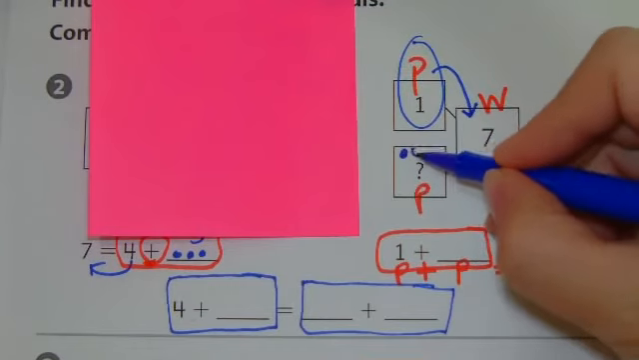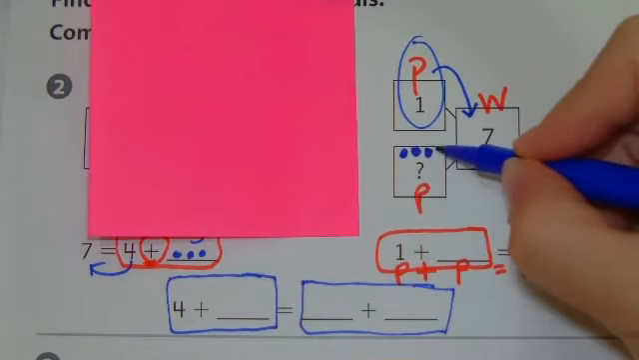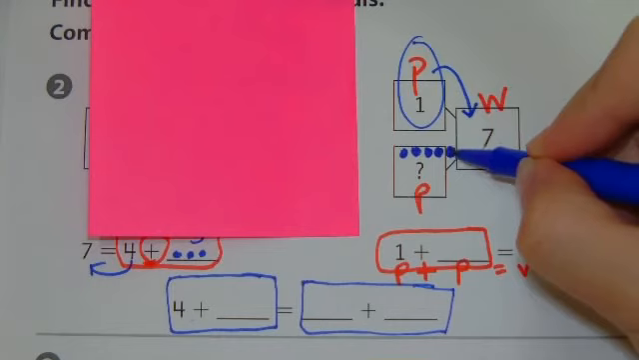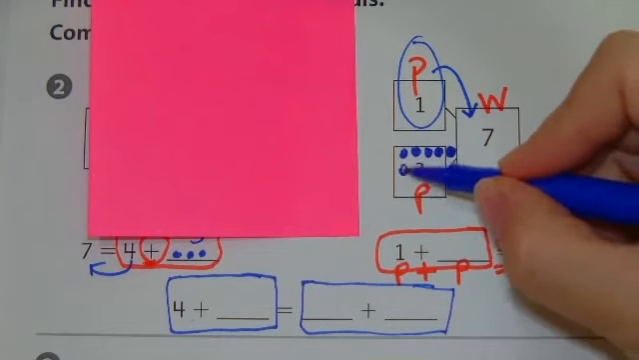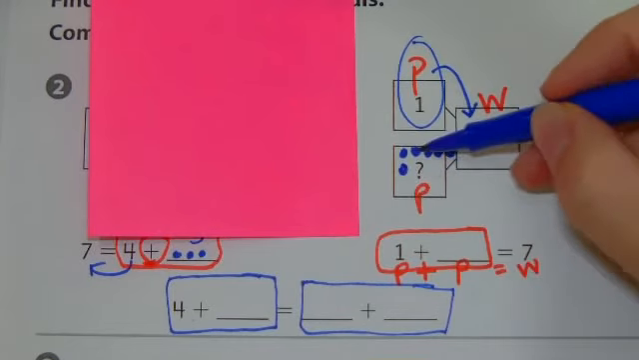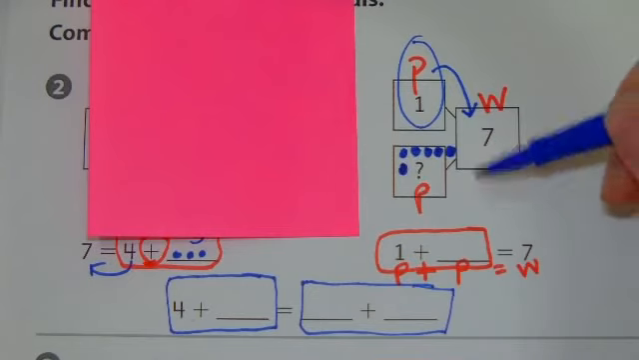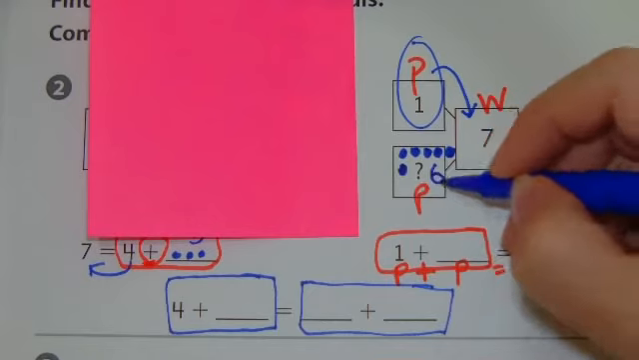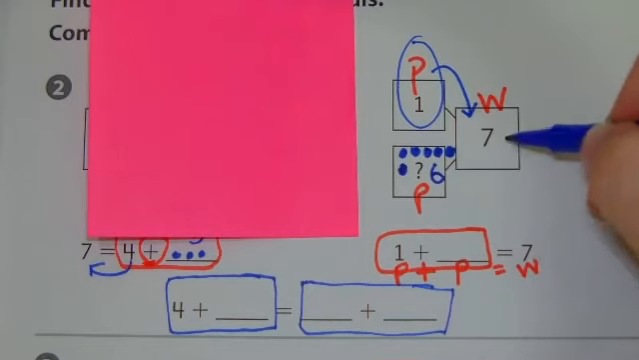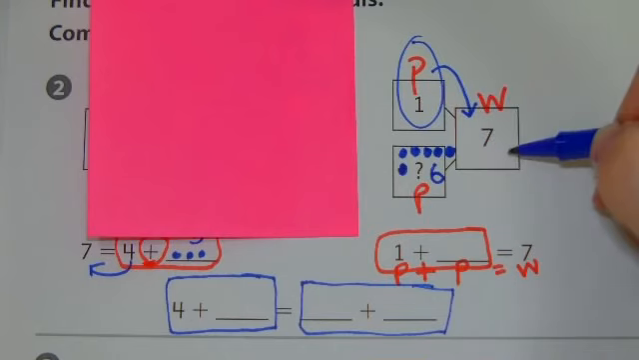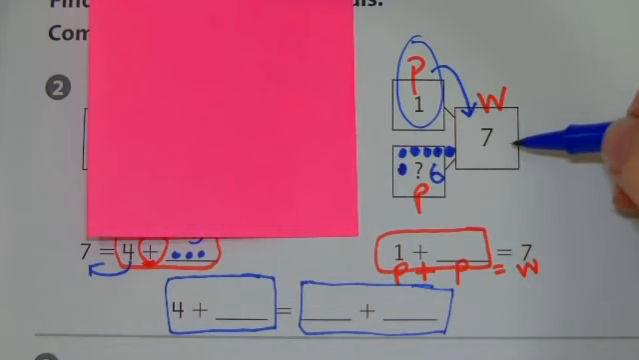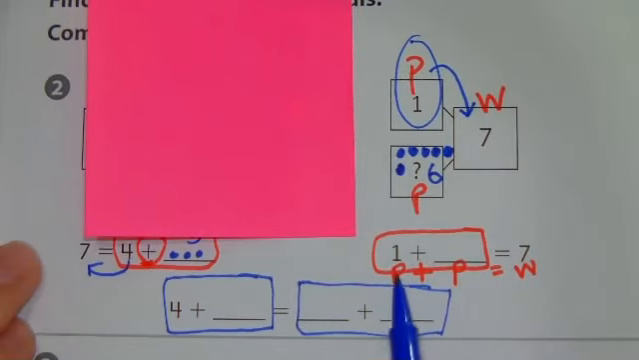Okay, 1, 2, 3, 4, 5, 6, 7, right? So I have 1, 2, 3, 4, 5, 6 dots, right? So 6 plus 1 will equal 7. 6 plus 1 equals 7. 1 plus 6 equals 7. The answer is the same no matter what you do. Mix it up.